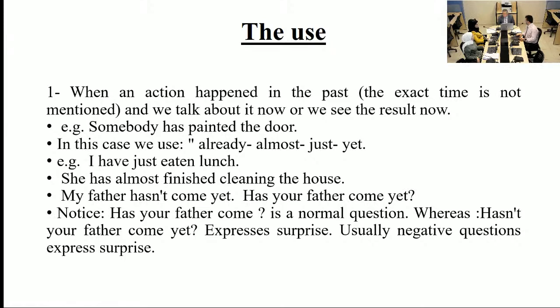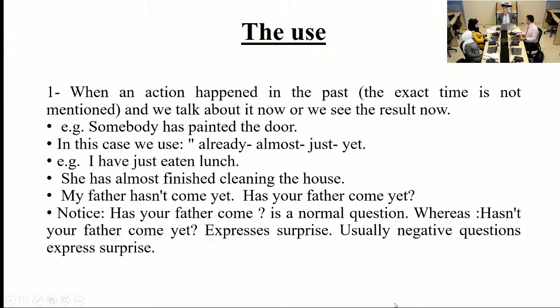As you mentioned before, when we have time mentioned, simple past. No time reference, present perfect, unless it is a fact; students should know there is also no indicator in the present tense when it is a fact. Somebody has painted the door. In this case, we use already, almost, just, yet. I have just eaten lunch. The place for just is after have or has. She has almost finished the cleaning.